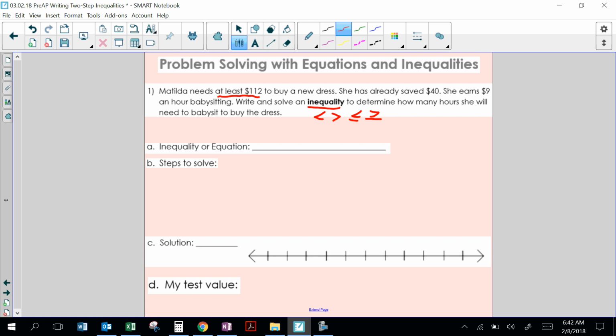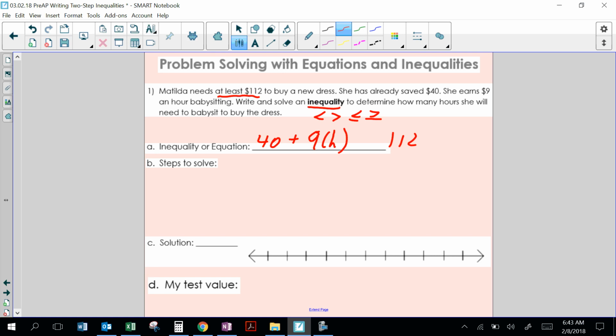So first of all, she starts with $40, plus she needs to work some. She works $9 times the number of hours. Do we know how many hours? No. What variable would you like to use? I'll use H. So 9 times H. She starts with $40 plus $9 times the number of hours she works. It has to be 112 at least. That means 112 is the least amount of money she needs to buy the dress.